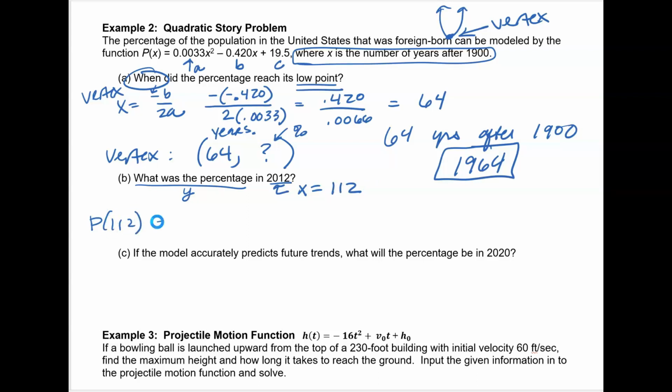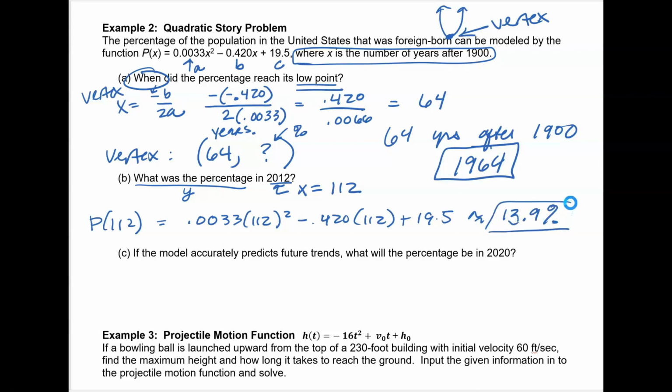So we're going to take our equation and plug in 112. And if we plug it in and do all the math on that, we end up getting about 13.9%. I didn't tell you how to round in this, so I'm just going to approximate it like that. Just pay attention when you're doing your homework. You should have rounding directions there.